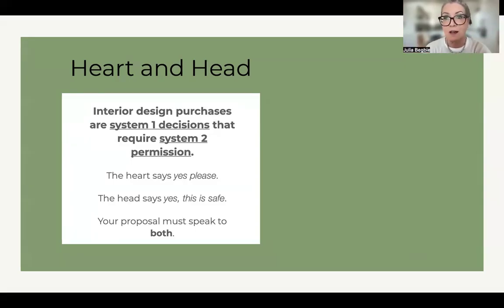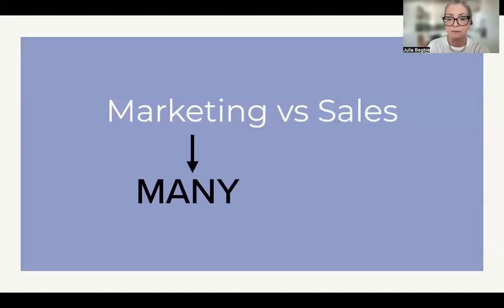So the heart says, please, can I have it? And the head says, yes, this is a safe choice to make. So you need to make sure that regardless of which end of that spectrum you sit at, you've covered both ends of the spectrum in the presentation to the client.